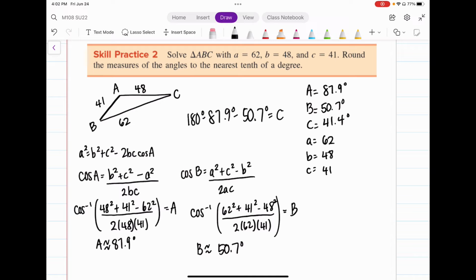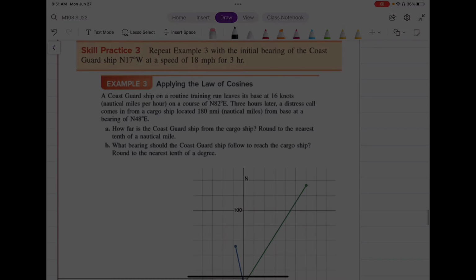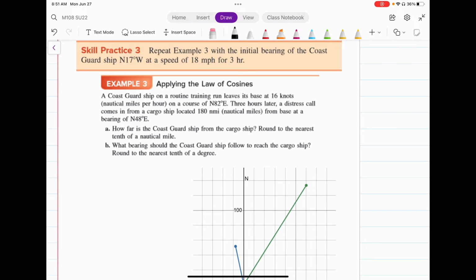And we get that angle C is 41.4 degrees. Skill practice 3 asks us to repeat example 3 with a different initial bearing and speed.